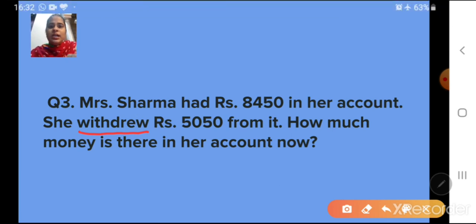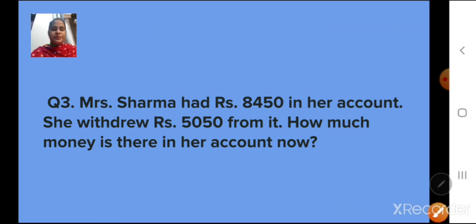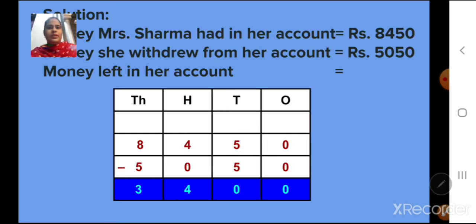How much money did she take out? Rupees 5,050. Now we have to find out how much money is left in her account. She has taken out this much amount. Now whatever is left, that we have to find out. How will we find out? By subtracting. Now let us write the statement. Children, first write the question properly, then leave one line, then write the solution.